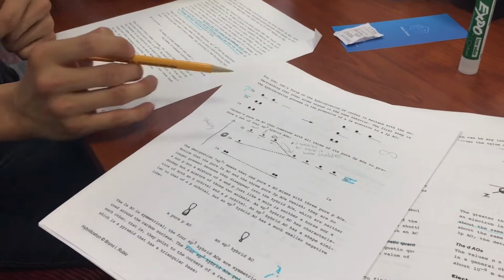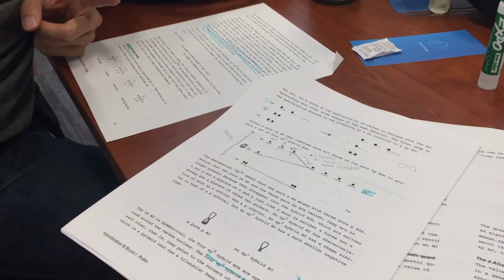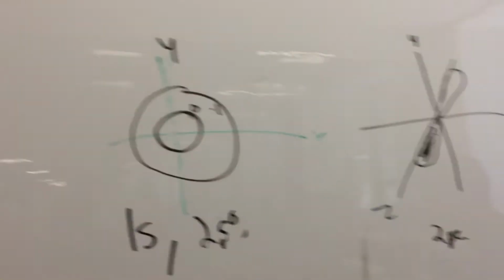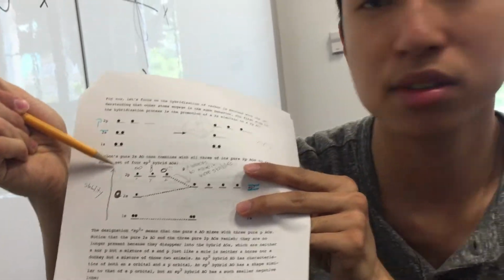Well, first off, let's just talk about this. Why are the p orbitals not as stable as the s orbitals? Hit pause if you need to. So why is it that the s orbital is more stable, or lower in energy? Why is it lower in energy than the p orbitals?